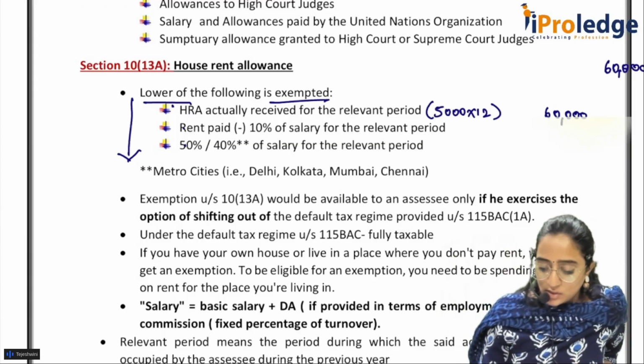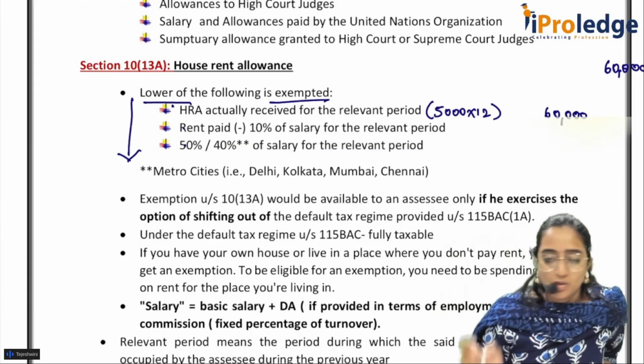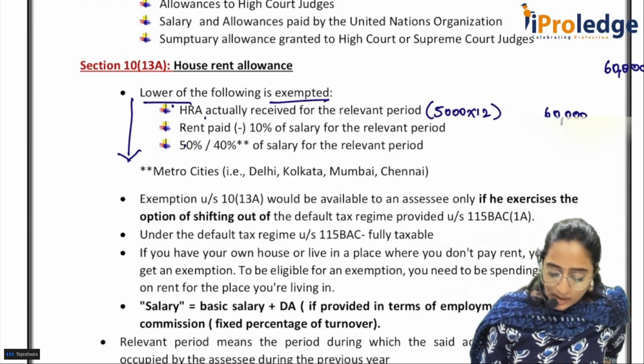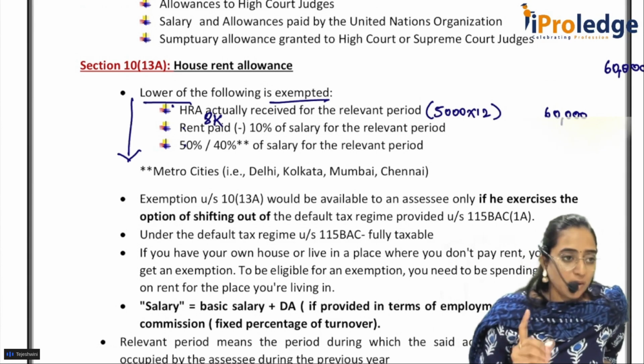Clear? Your actual HRA received is 60,000. Rent paid, let's consider you have paid some 8,000 rupees rent per month. Multiplied by 12, how much would you get?